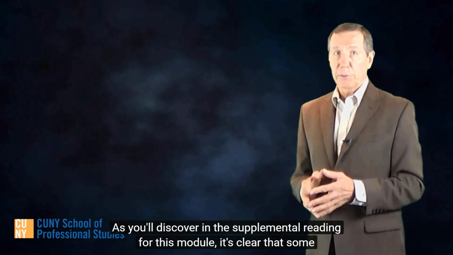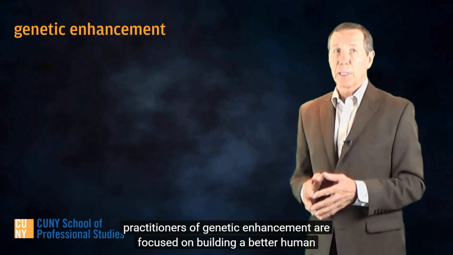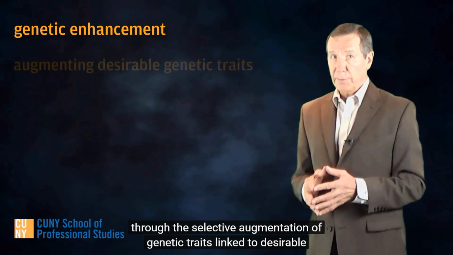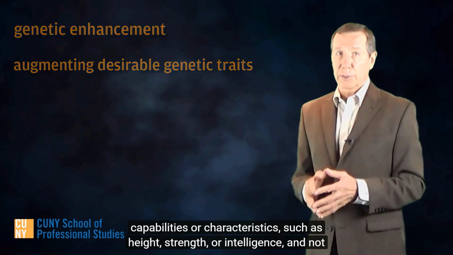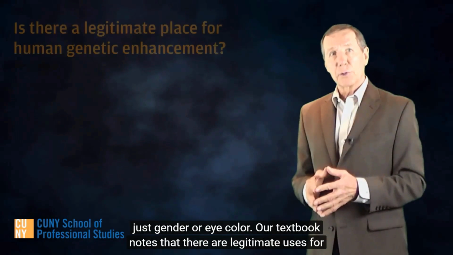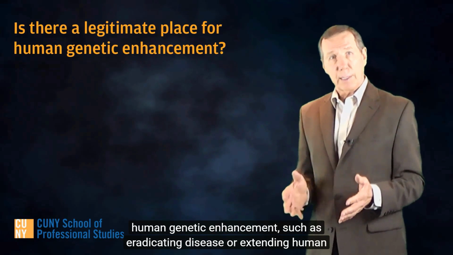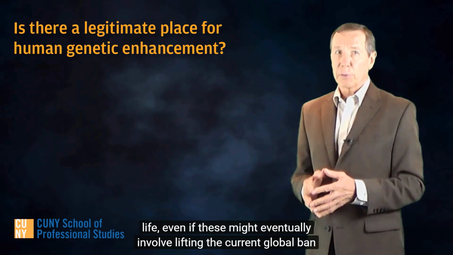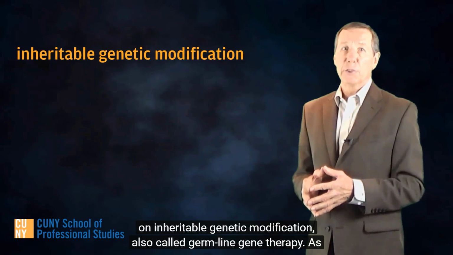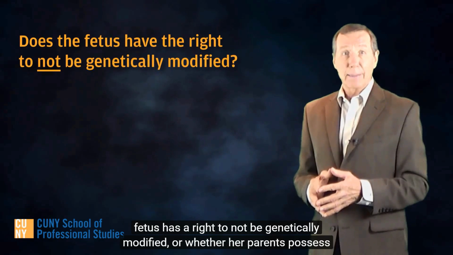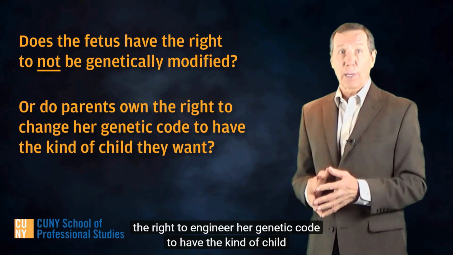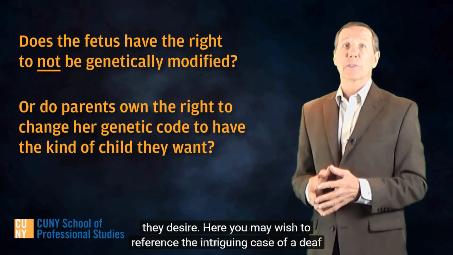As you'll discover in the supplemental reading for this module, it's clear that some practitioners of genetic enhancement are focused on building a better human through the selective augmentation of genetic traits linked to desirable capabilities or characteristics such as height, strength, or intelligence, and not just gender or eye color. Our textbook notes that there are legitimate uses for human genetic enhancement, such as eradicating disease or extending human life, even if these might eventually involve lifting the current global ban on inheritable genetic modification, also called germline gene therapy. As always, you'll have an opportunity to discuss both of these arguments in your essay and on the discussion board, along with pondering the question of whether a fetus has a right to not be genetically modified or whether her parents possess the right to engineer her genetic code to have the kind of child they desire.